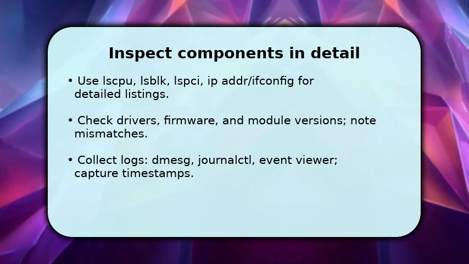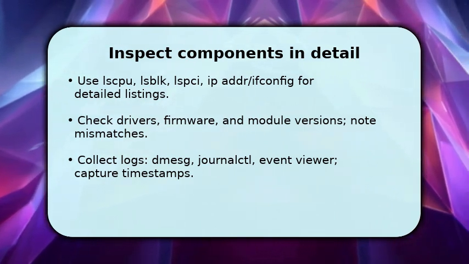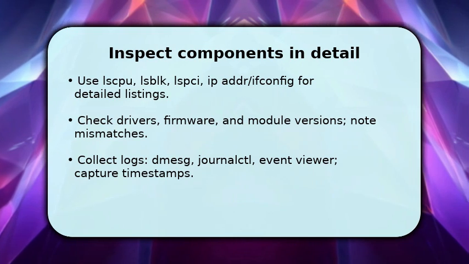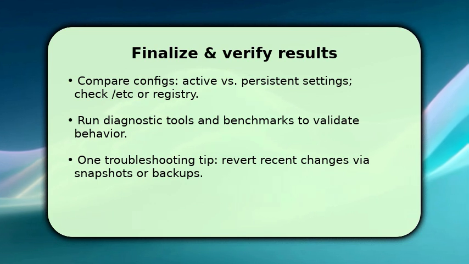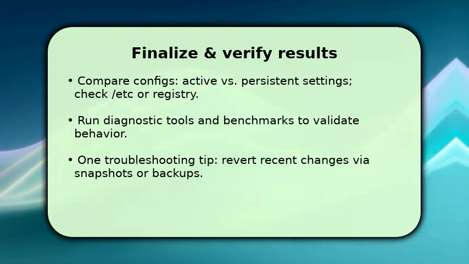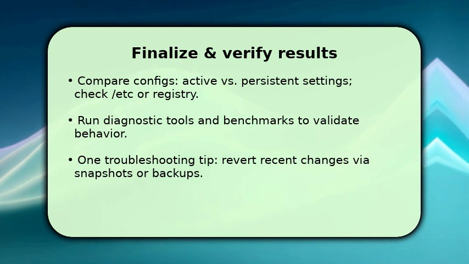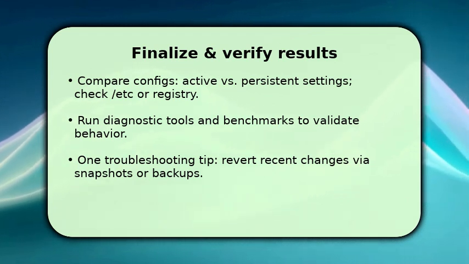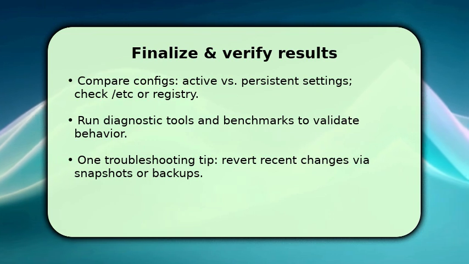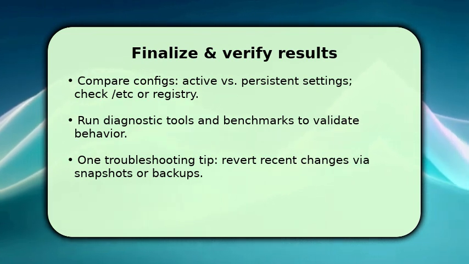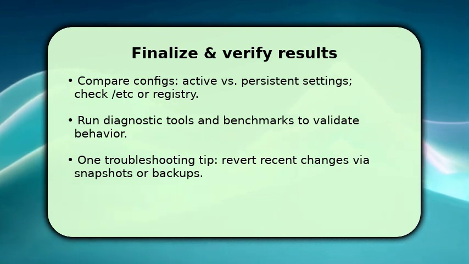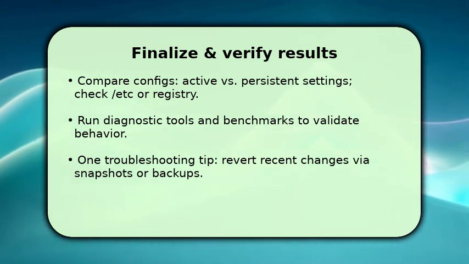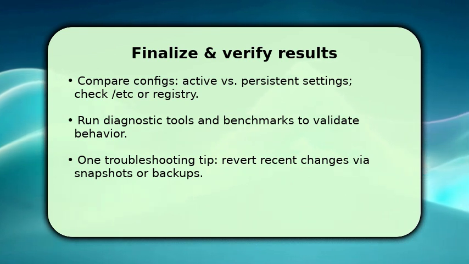Then finish by validating and documenting the configuration so you can reproduce or fix problems. Compare active runtime settings with persistent configuration files or registry entries to catch drift. Run targeted diagnostics and lightweight benchmarks to confirm performance aligns with specs. Export the final report and store it with timestamps and command history. If something goes wrong, make sure to revert to a known good snapshot or restore from backup. This single tip often prevents lost time and lets you iterate safely.